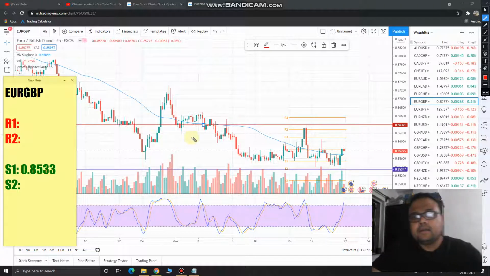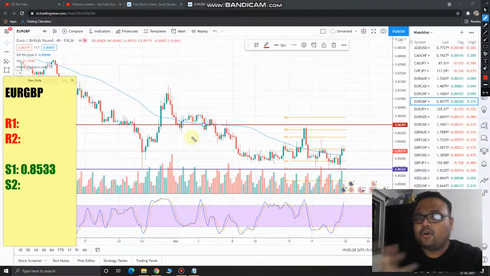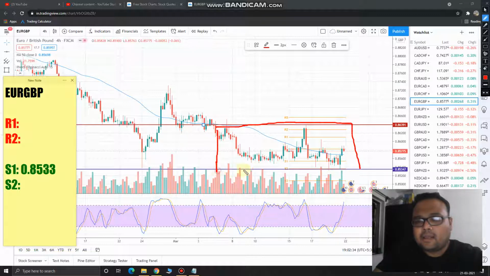But the market is not having the pressure right now. Market is not having the steam. There is no volatility in the market. If you just consider this portion, then the market was kind of flat. So I was not recommending Euro British Pound for the last few days.